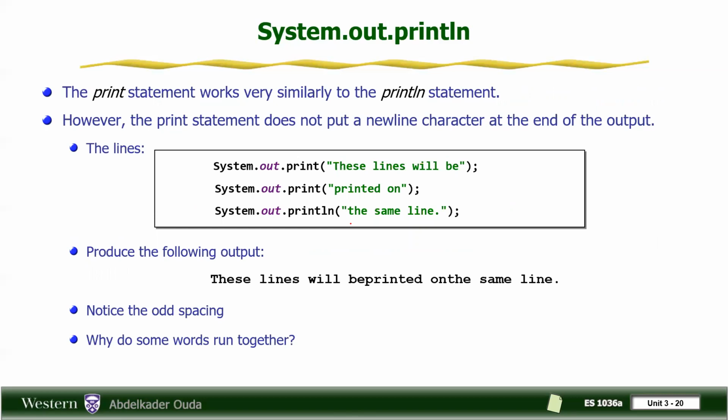The print statement works almost similar to the println statement. However, it will not send the cursor to a new line. The print statement does not put a new line character at the end of the output. So it will print this line, and then after, the next text is printed on the same line. Then it will send the cursor to a new line. This produces the following output: this line will be printed on the same line.